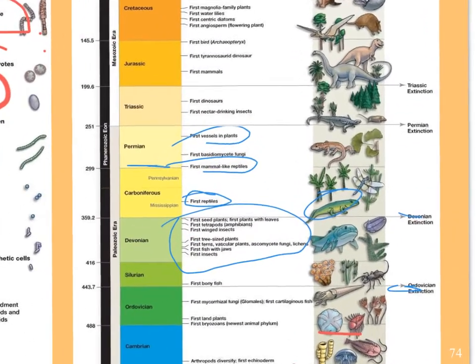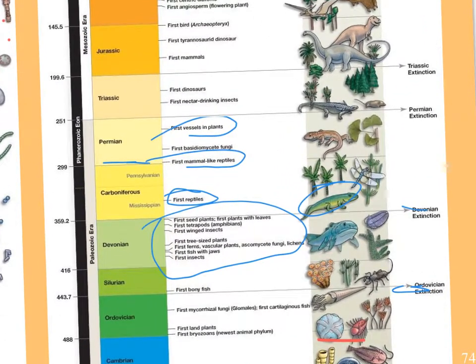The biggest extinction was the Permian extinction. Over 90% of all species in the ocean went extinct. It was huge. Started around 250 million years ago.